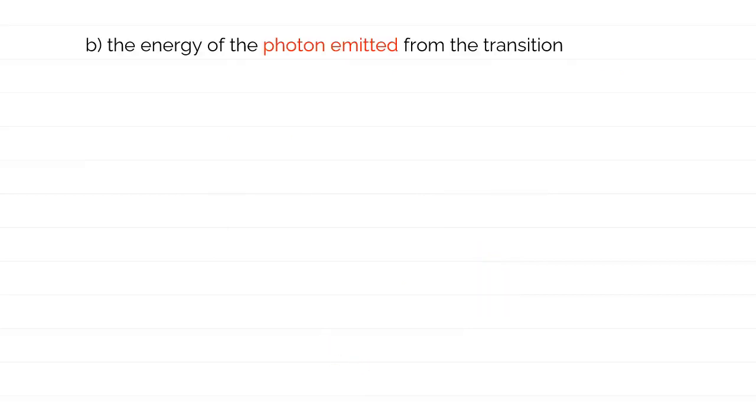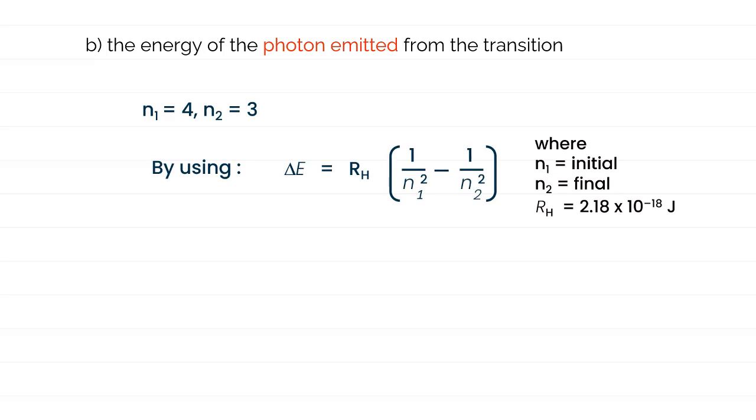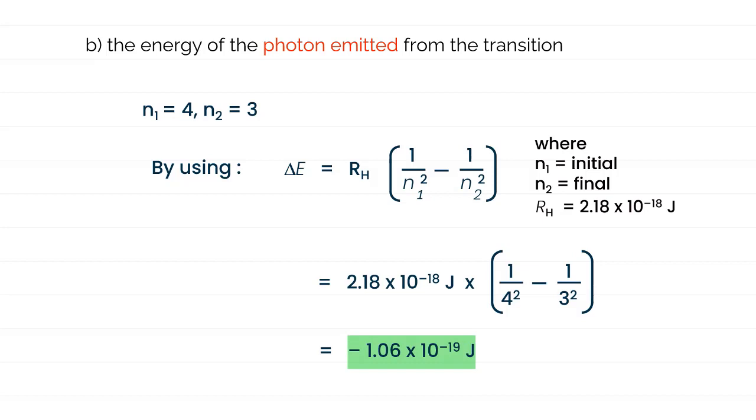Question B asks you to calculate energy of photon emitted. When it says emitted, it means transition happens between two energy levels. Since we already know the n initial and n final, we are going to use this formula of delta E is equal to RH 1 over n1 squared minus 1 over n2 squared, where our n1 is going to be the initial energy level, n2 is going to be the final energy level. Once we substitute all the values into the formula, then we're going to get delta E of negative 1.06 × 10 to the power of negative 19 joule. Please remember that the unit for energy is only joule.